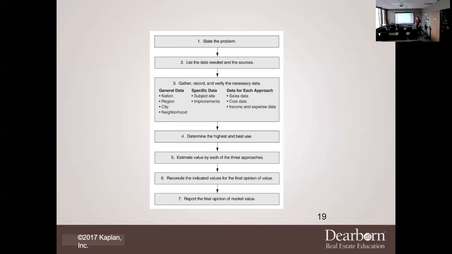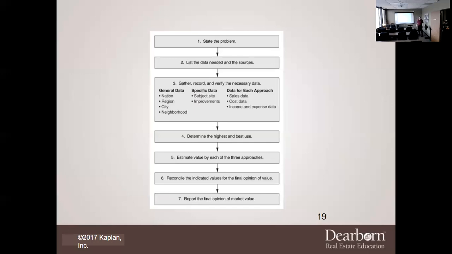So in that situation, they're going to find out the data. They're going to look at the national, regional, city, and neighborhood data. They're also going to look at the subject site and any improvements that have been done, and then they're going to look at it from 3 different approaches: the sales, the cost, and the income. Now, the next thing they're going to do, and this is the key one, number 4: what's the highest and best use?